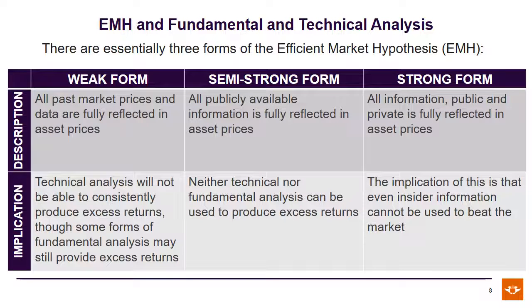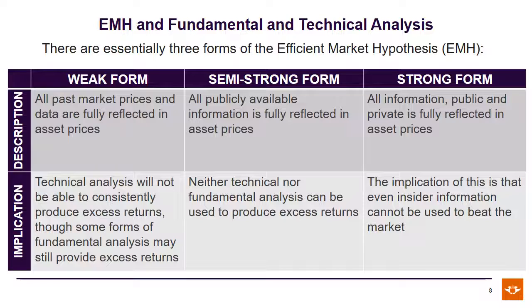So there are essentially three forms of the efficient market hypothesis, and we are actually interested in the impact that each of them has on the various investment analysis techniques that we use when making investment choices and decisions. The three forms are the weak form, the semi-strong form, and the strong form.